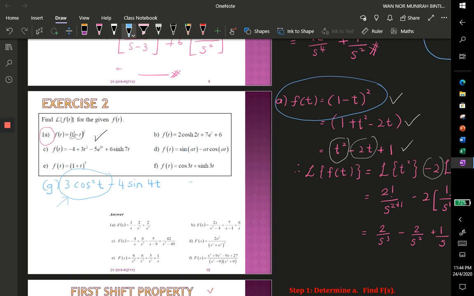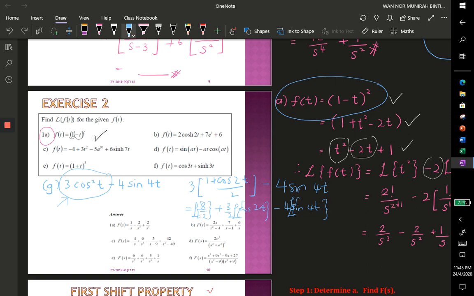So 3 is 3. Cos squared t is (1 plus cos 2t) over 2. Then you minus 4 sin 4t. So here you have 3 over 2 plus 3 over 2 cos 2t minus 4 sin 4t. Then only you take the Laplace transform. Take out 3 over 2 for the cos 2t term. Just take the Laplace transform of that. Negative 4, take out negative 4.